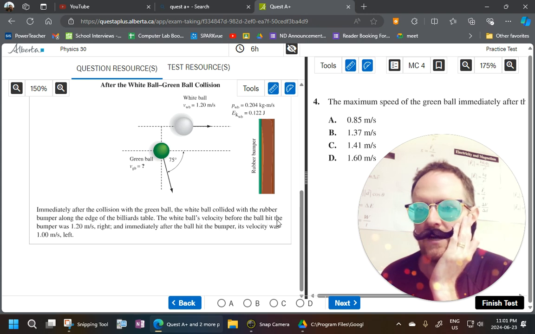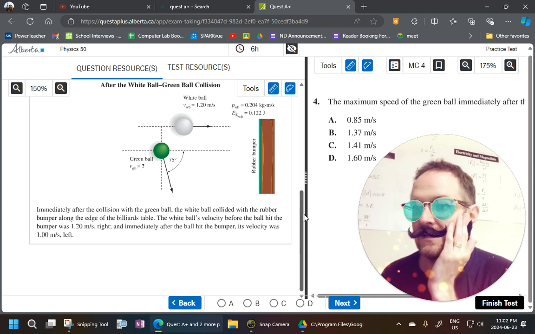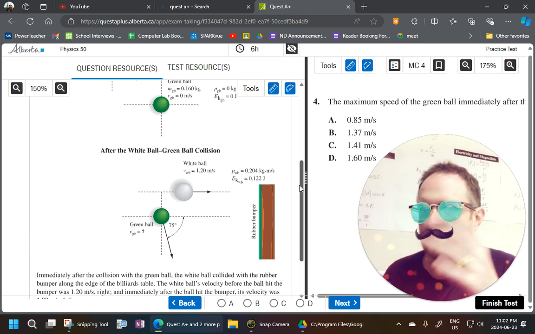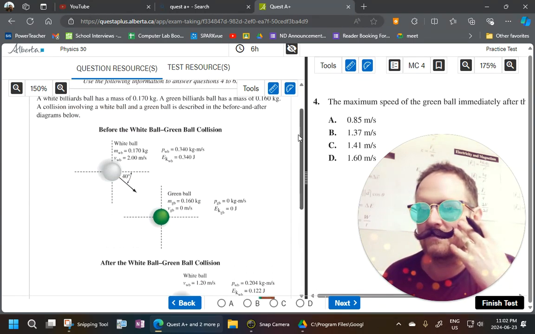The white ball velocity after it hits it is 1.2 meters to the right. Sorry, before it hits it. So there's some time here. It's going to come along. It's going to hit that at 1.2. Immediately after, the velocity is 1 to the left. So it's going to probably talk about impulse there. Maybe talk about the force. But I don't know what that question is going to be yet.